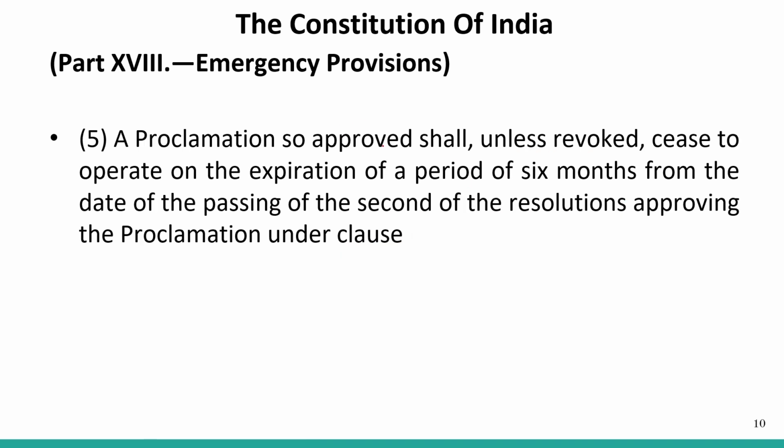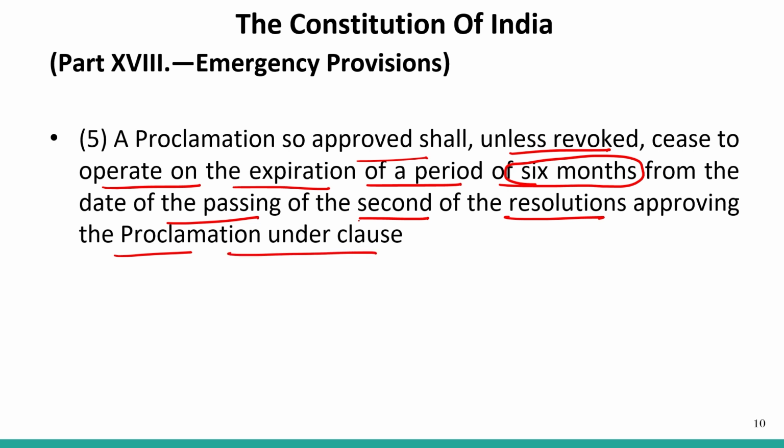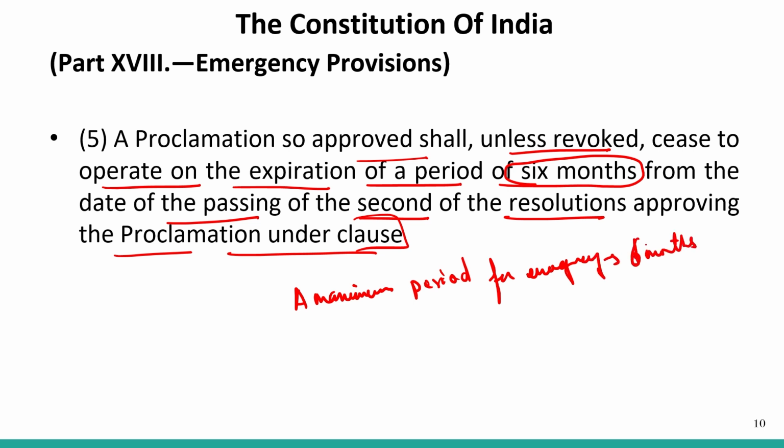A proclamation so approved shall, unless revoked, cease to operate on the expiration of a period of 6 months from the date of the passing of the second resolution approving the proclamation under the clause. Okay, so the maximum period for emergency shall be 6 months. Any emergency, if it is not approved, obviously after 1 month it is going to dissolve. It is going to be removed.